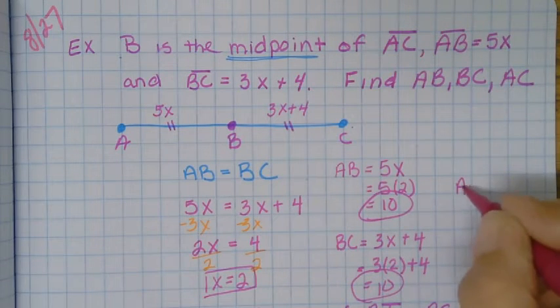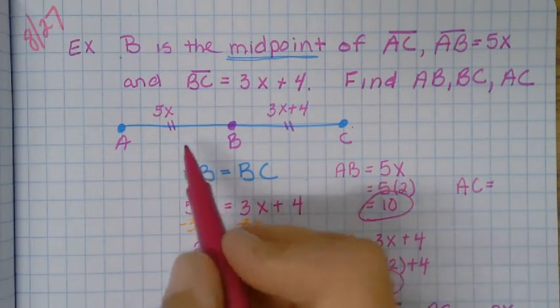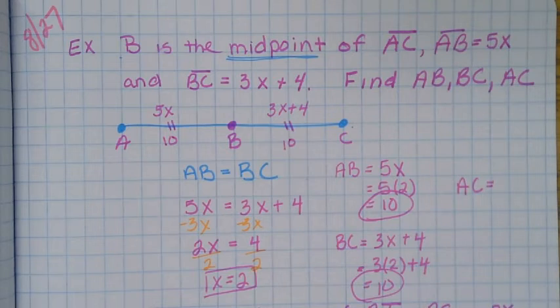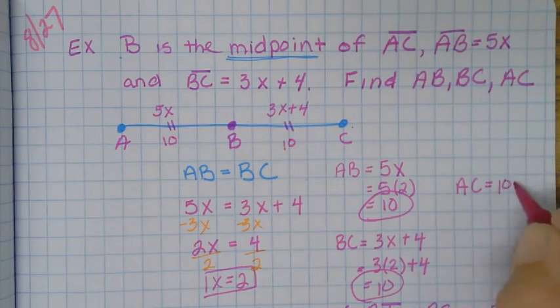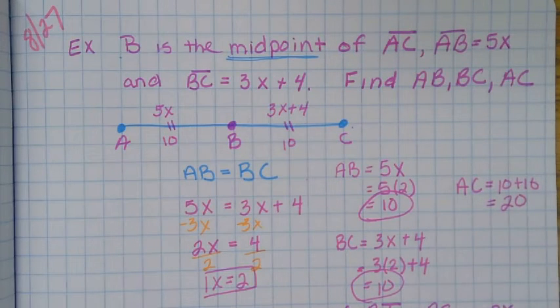And then what is the length of AC? So that's the whole segment. If AB is 10 and BC is 10, what's the length of AC? 20. 10 plus 10 is 20.